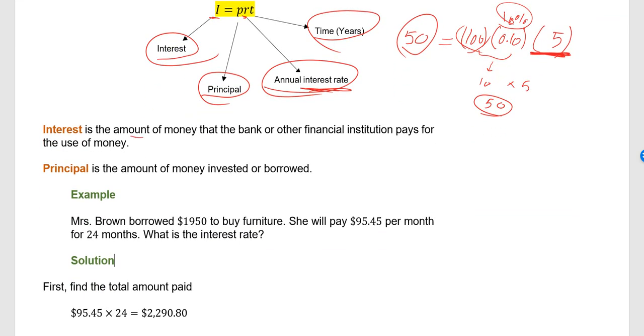Interest is the amount of money that the bank or other financial institution is paid for the use of money. Money is treated as a commodity, something to be bought and sold. So if you're being lent money, the price for lending you that money is the interest. Like we discussed, the principal is the amount of money invested or borrowed, so it's the initial amount that is given to you.